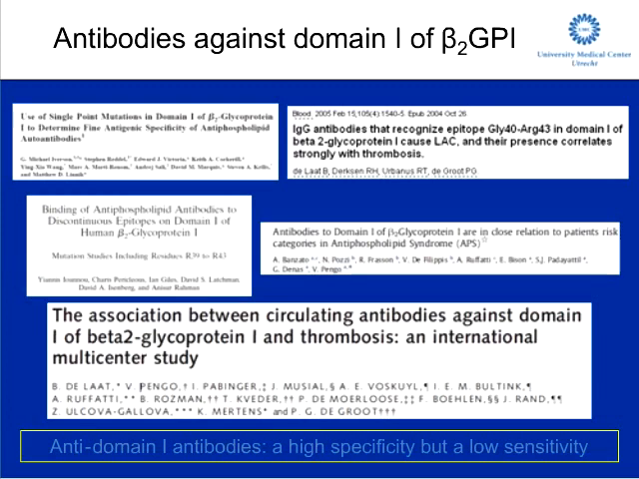So if we measure anti-beta-2-glycoprotein 1 antibodies, we measure antibodies against all the different domains of beta-2-glycoprotein 1, while these studies suggest that specifically antibodies against the first domain of beta-2-glycoprotein 1 are the relevant antibodies. And these antibodies have a high specificity but a rather low sensitivity for the thrombotic complications.